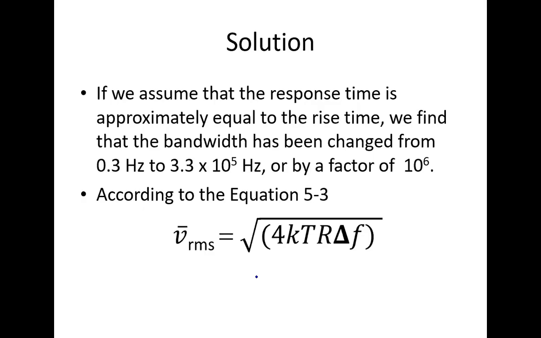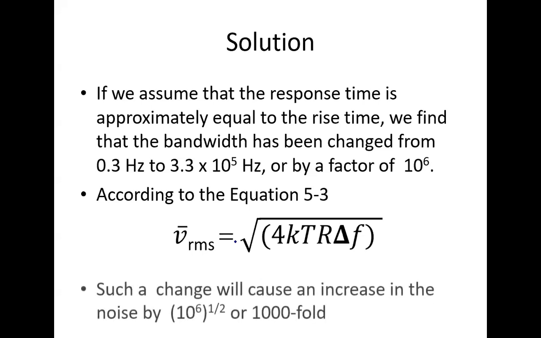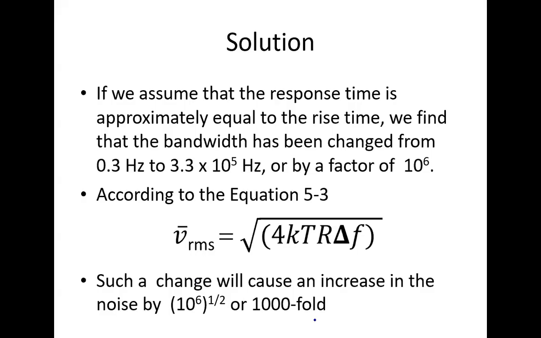Let's go slowly. At 1 second, you would calculate this. There are 4kT, all these are constant. All I'm trying to reason with you is that this is a constant. There is a factor of a million change in the bandwidth. And therefore, such a change would cause an increase in the noise by the square root of a million, which is 1,000. It's going to increase 1,000-fold.